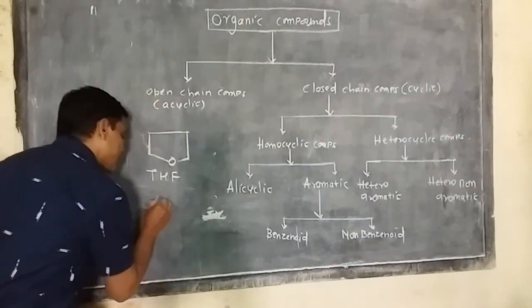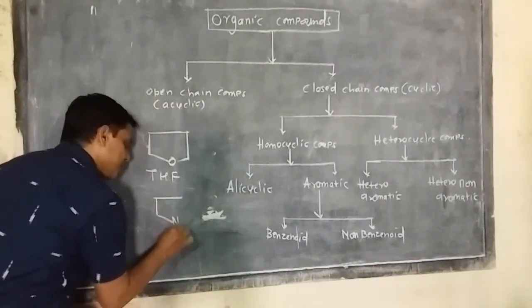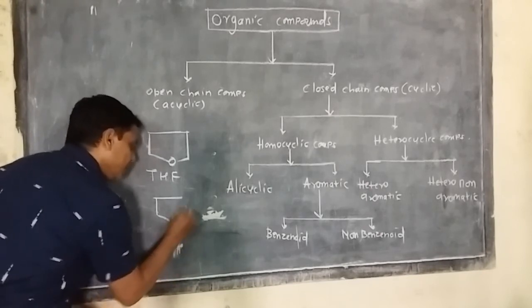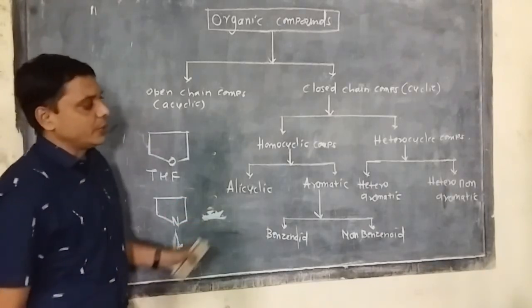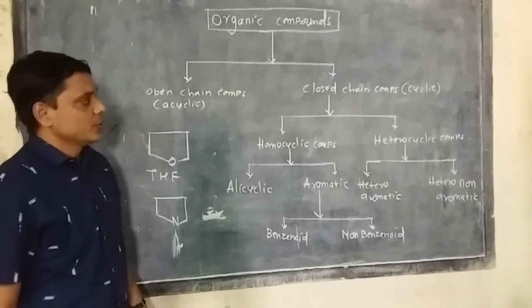Or piperidine is also one of the best examples of it. Suppose this NH is present in such a compound, then it will be a hetero non-aromatic compound. So see this properly.